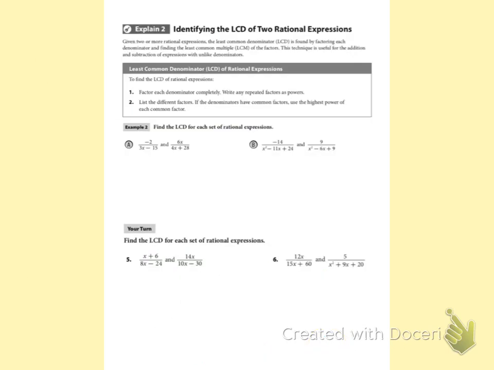So our next example is going to be: how do we identify the LCD of two rational expressions? So the least common denominator. And so we're going to look at that in this next example. So given two or more rational expressions, the least common denominator, or the LCD, is found by factoring each denominator and finding the least common multiple of the factors.